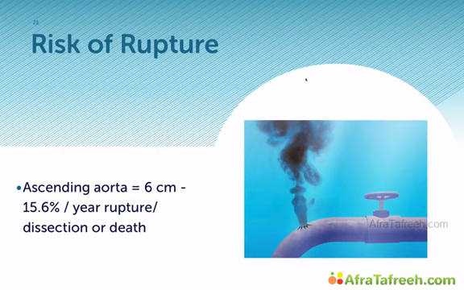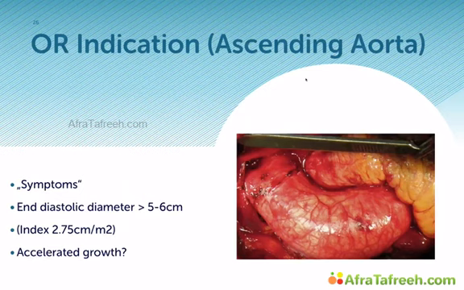Okay. So the indications are symptoms. The second thing is an end diastolic diameter of the aorta in the range of 5 to 6 centimeters, which is an absolute value, but even better than using the absolute value is to index it by the body surface area, because obviously large people have large aortas and small people have small aortas. And the aortic diameter also increases with age. So the index of 2.75 per square meter body surface area would be the cutoff value for operation.